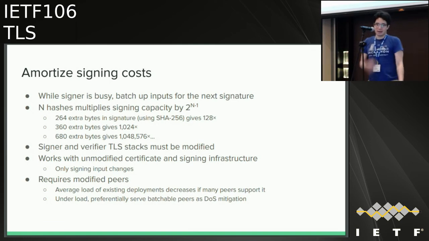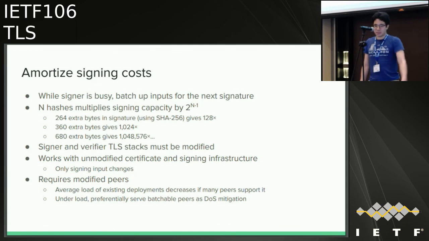all at once. And at the cost of logarithmically many hashes added to the signature size, you can increase your signing capacity by 2 to the n. And so for a few hundred bytes, you get 100 or 1,000 or 1,000,000x in signing capacity. So basically, you do not care about your signing throughput anymore at all.